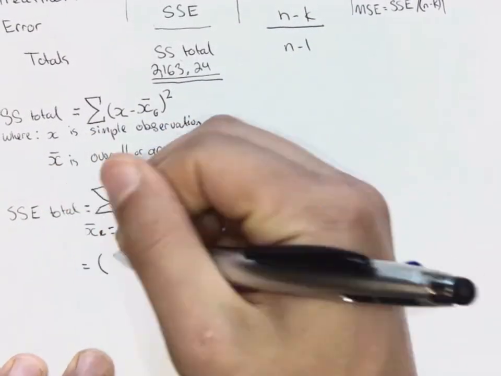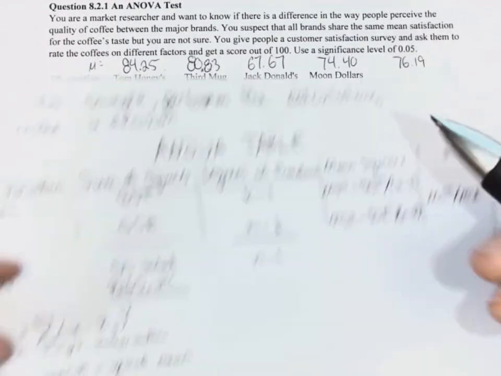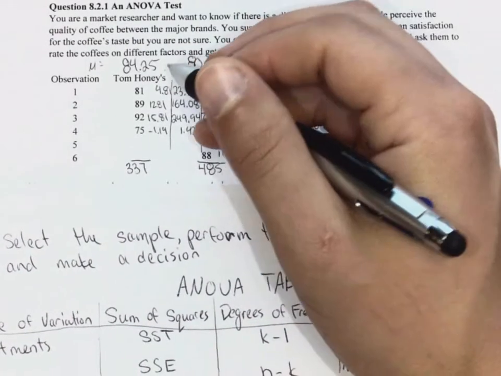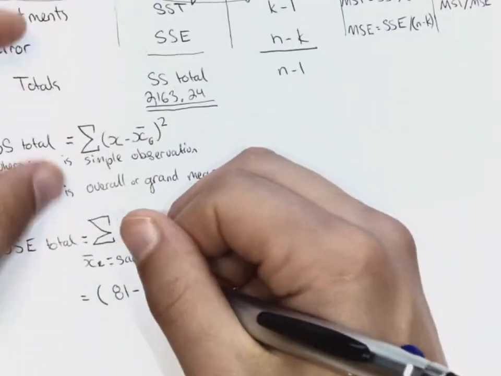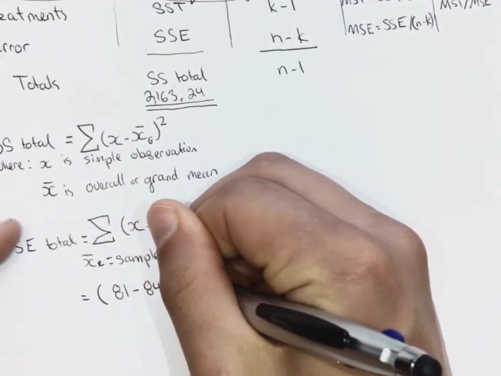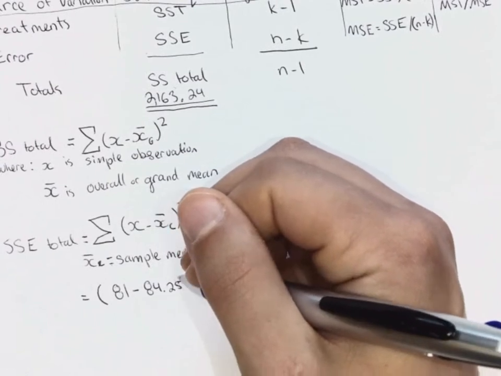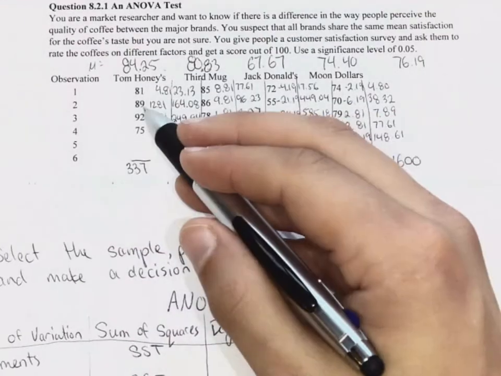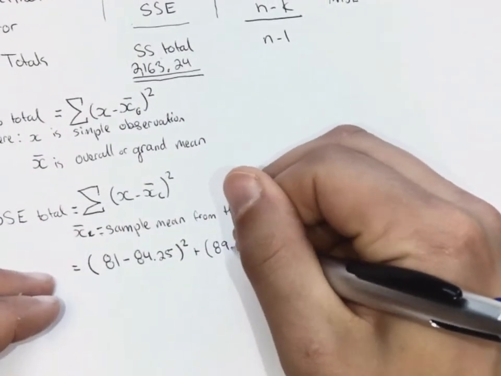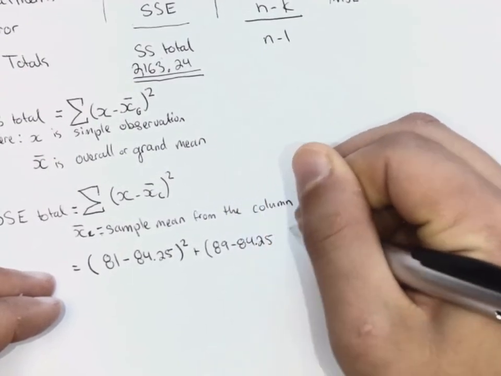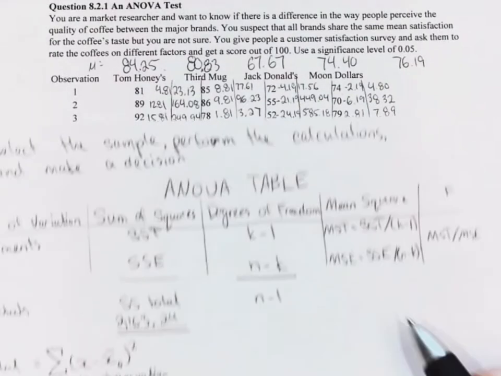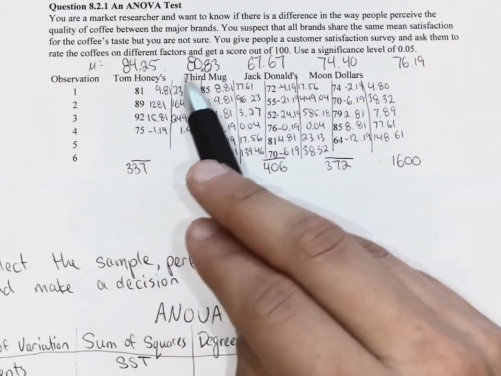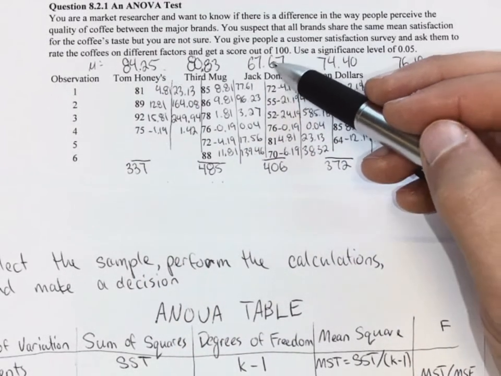which equals 81 less 84.25 squared plus 89... So do you see how I'm using our column mean, our treatment mean, not our grand mean, but our treatment mean. So as we move along here, we would take our simple observations and subtract the mean.